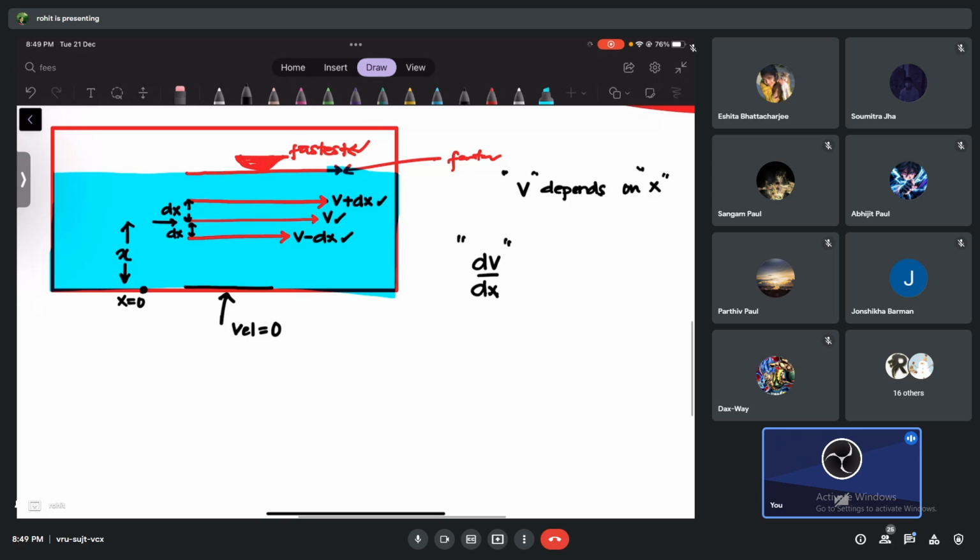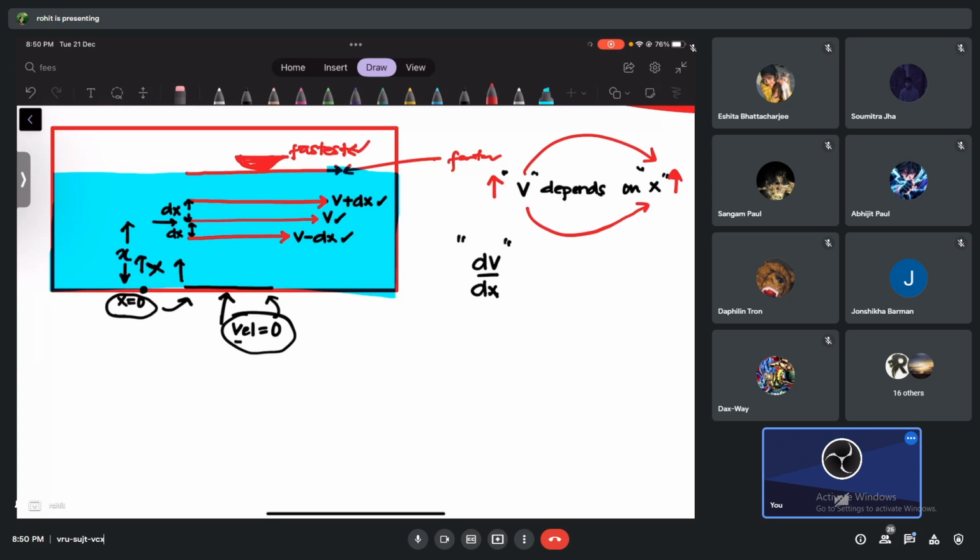Because when the displacement from the bottom layer is how much? 0, then the velocity is also how much? 0. If I go up, the value of x keeps on increasing or not? Yes, sir. The x keeps on increasing, and as I have explained, you have learned that even velocity will increase. That means as the x changes, the velocity also changes.